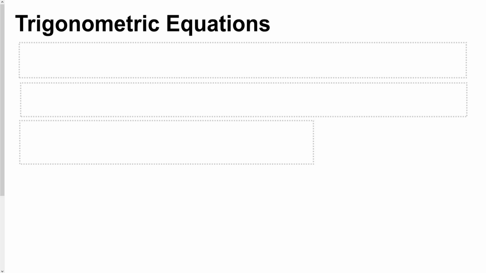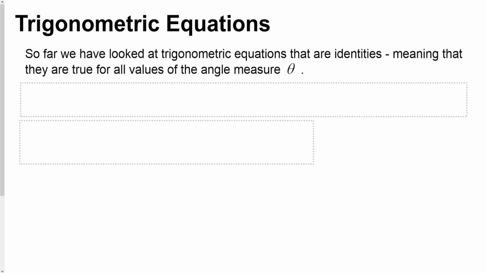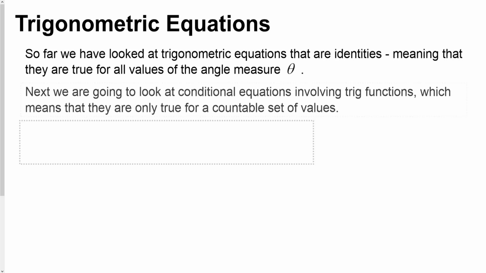This lesson is on solving trigonometric equations. So far, we've looked at trigonometric equations that are identities, meaning that they are true for all values of the angle measure theta. Next, we're going to look at conditional equations involving trig functions, which means that they are only true for a countable set of values.